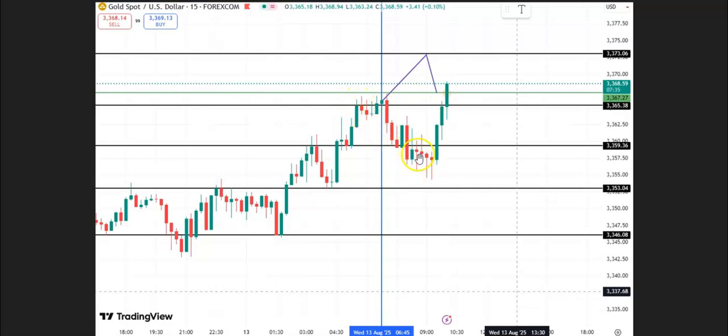You see these four little red candles here. They have a close opening and closing, and are really small. As you can see from these wicks, the sellers were able to bring the market down and the buyers were able to bring it back up, with the exception of the second red candle we were talking about, where the buyers brought it up and the sellers brought it down.